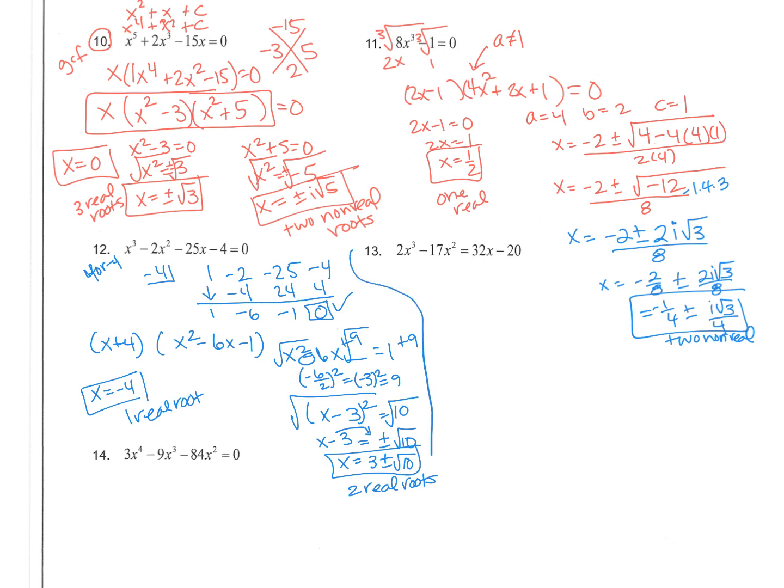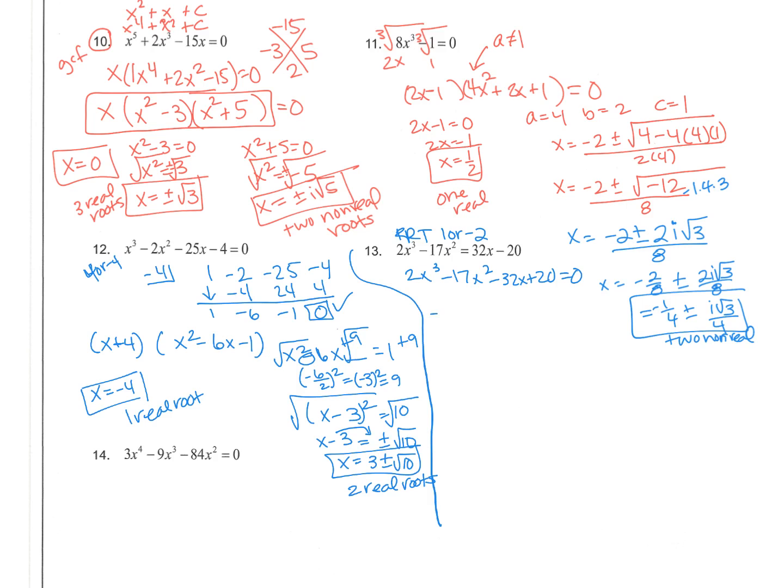So number 13 isn't set up yet to do because I've got numbers that are on the other side of my equal sign. So let's move them all over. So I get a 2x cubed minus 17x squared minus 32x plus 20 equals 0. And factor by grouping will not work. So I believe the rational root theorem choices we had are 1 or negative 2. And the 1 is not going to work, so I'm going to use the negative 2.